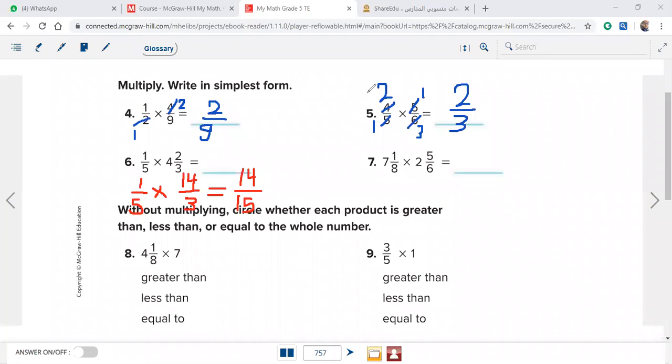Okay. Number seven, number seven. I will show you number seven. It was in the homework. It is the same as number three, as you see here.